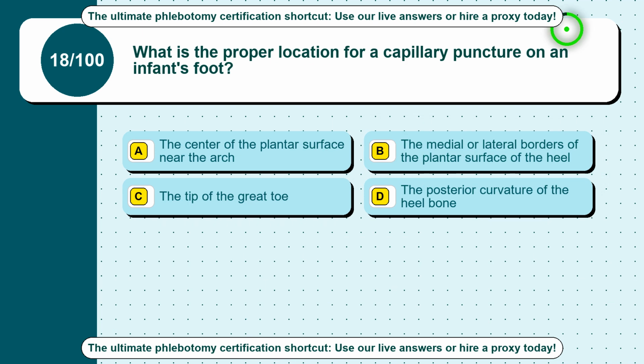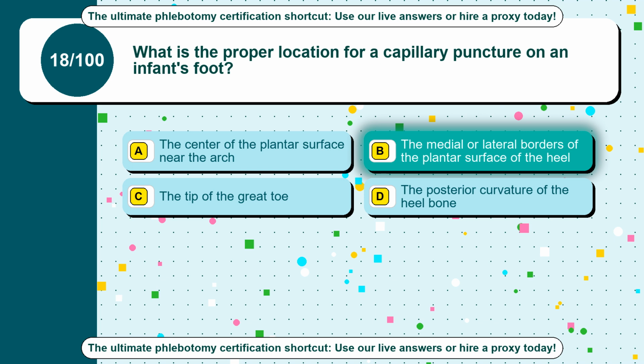Question 18. What is the proper location for a capillary puncture on an infant's foot? Option A. The center of the plantar surface near the arch. Option B. The medial or lateral borders of the plantar surface of the heel. Option C. The tip of the great toe. Option D. The posterior curvature of the heel bone.